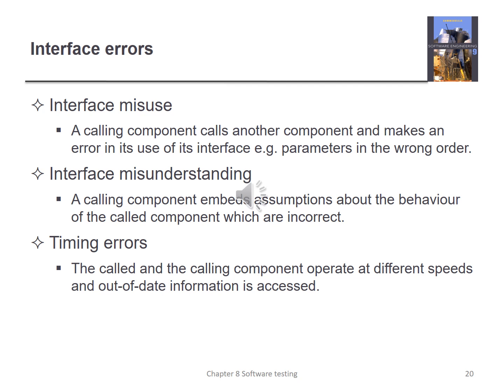Well, some errors here. Interface misuse. A calling component calls another component and makes an error in its use of the interface, for example parameters in the wrong order. Instead of sending A, B, C, you send it like A, C, B, in the wrong order. Interface misunderstanding. The calling component embeds assumptions about the behavior of the called component which are incorrect. Since you don't know about the other component, you assume it is supposed to do so and so. Timing error. The called and calling components operate at different speeds, and out-of-date information is accessed.